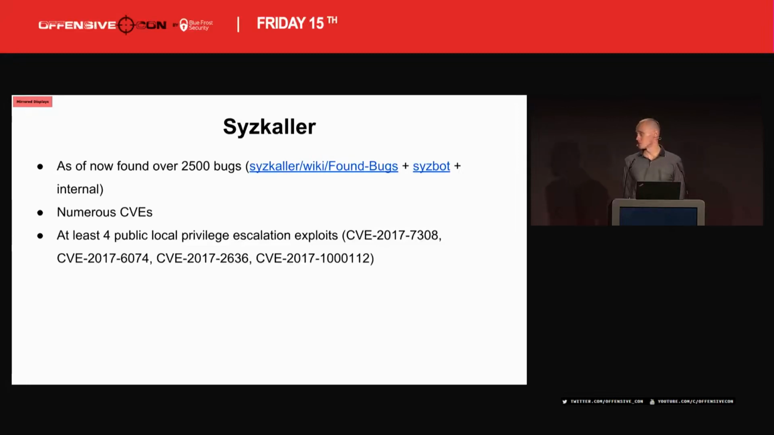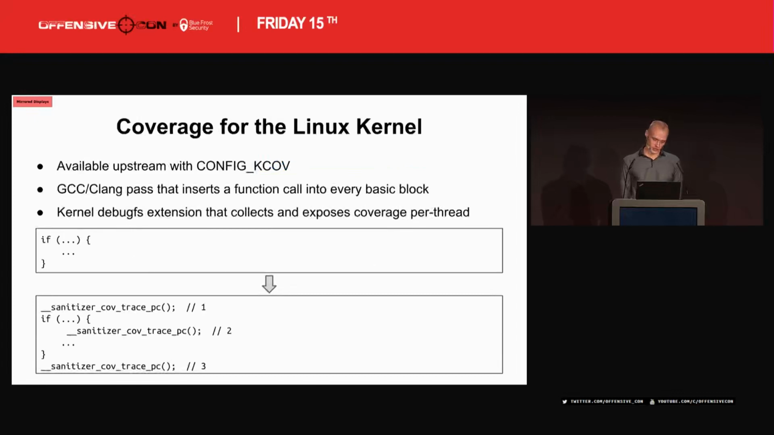I have been working on Syzkaller for more than a year now, more than 2 years, I guess. And I found some very interesting bugs for which there are public exploits. And okay, so how does Syzkaller work? As I mentioned, there are 2 parts to it.